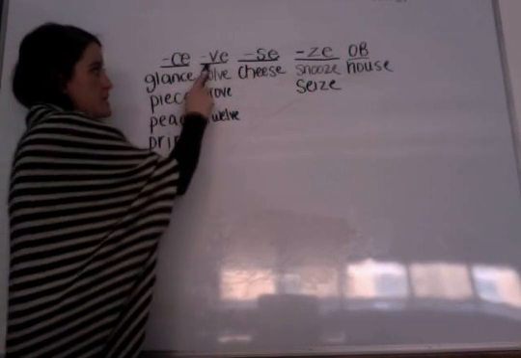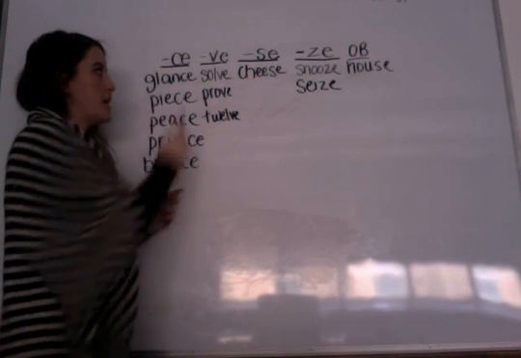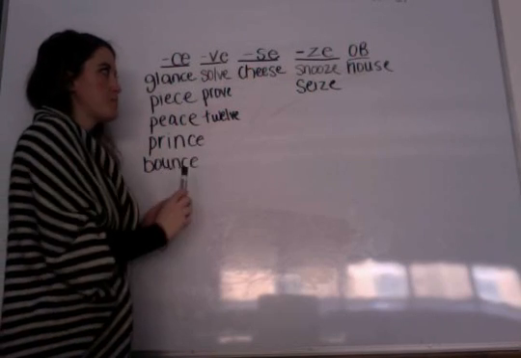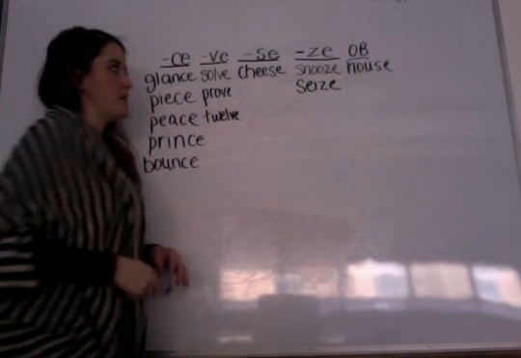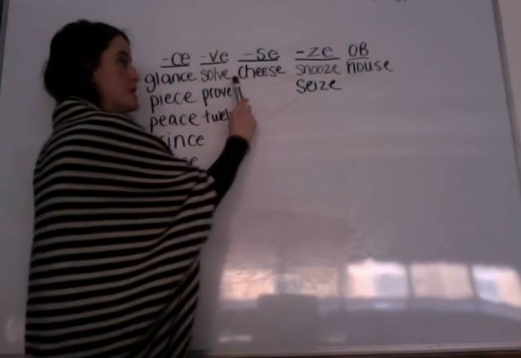Our second pattern is the V-E that says V. Say the words with me. Solve, prove, twelve. We have the S-E spelling at the end of our word that says Z. Say the word with me. Cheese.